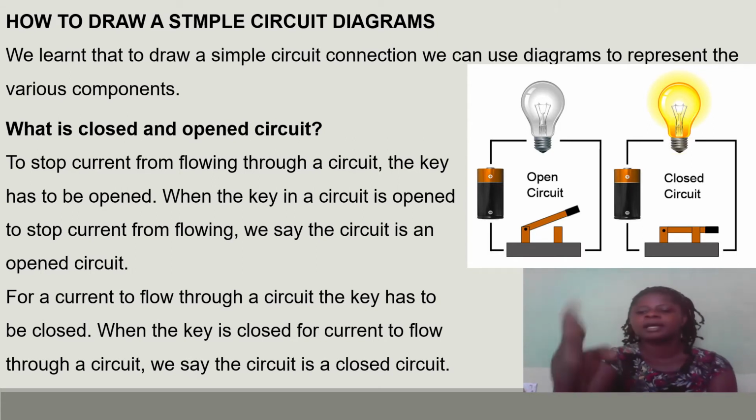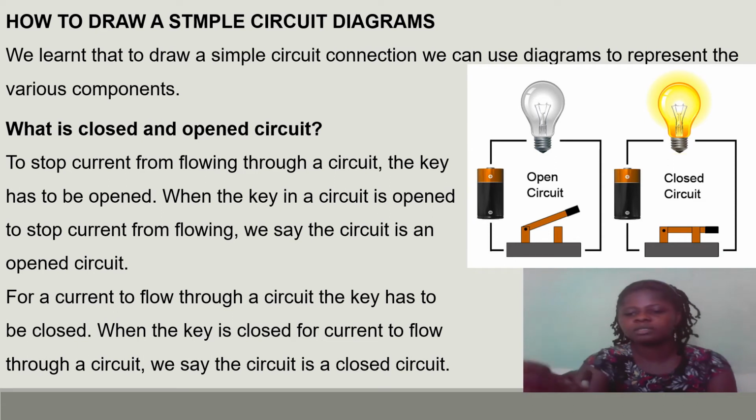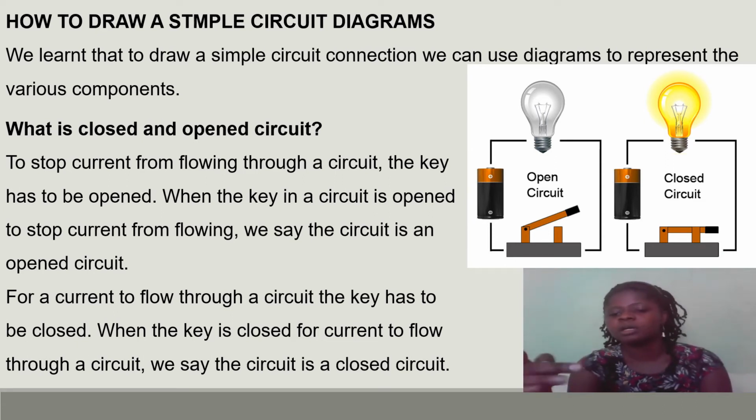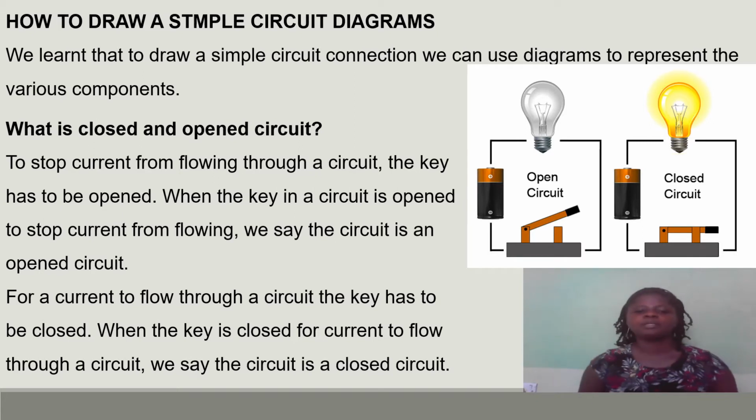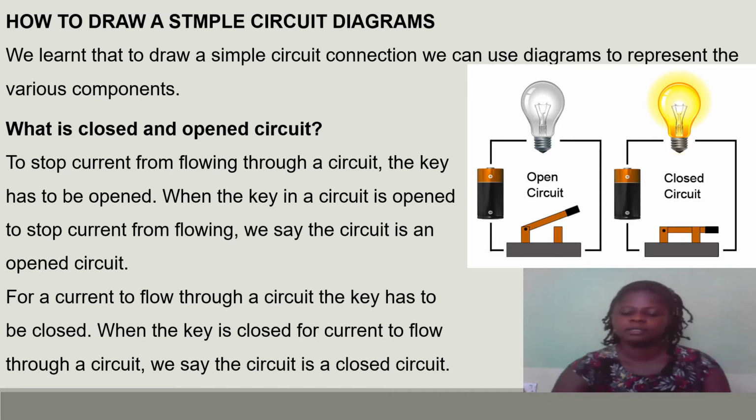And in the closed circuit, because the circuit is closed, current is flowing through the wire and the battery, so the bulb is lighted. Basically, this is all there is to know about open and closed circuits. This is all that open and closed circuit means.